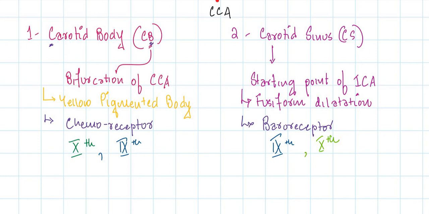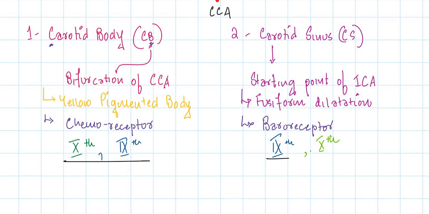So mainly the nerve supply of these two are these two nerves. This nerve is the main nerve supply of the carotid sinus, and the 10th nerve does supply the carotid sinus sometimes also. So that's pretty much it.